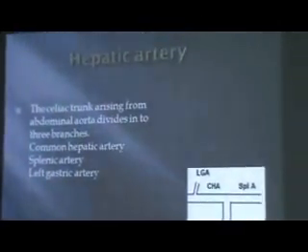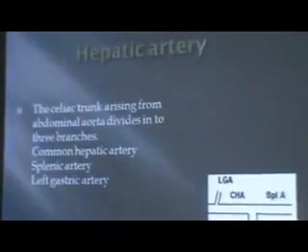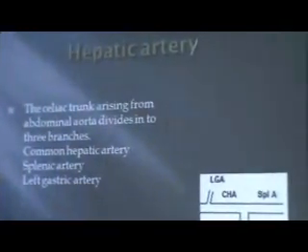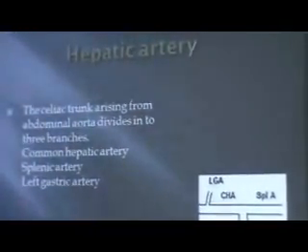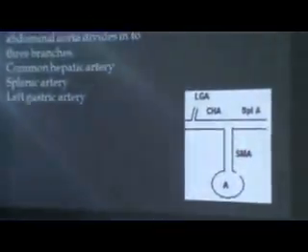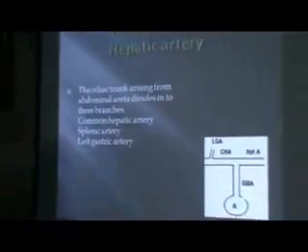The hepatic artery arises from the celiac trunk, which arises from the abdominal aorta. This is the aorta. From here, the celiac trunk arises from the aorta, which we can see by scanning the pancreas, and it divides further into the splenic artery and the common hepatic artery. It also gives a branch which is called the left gastric artery.